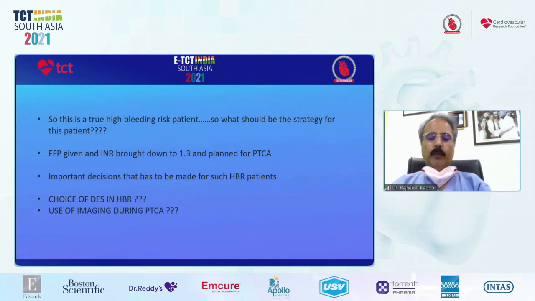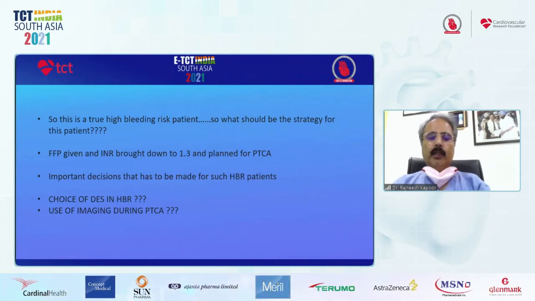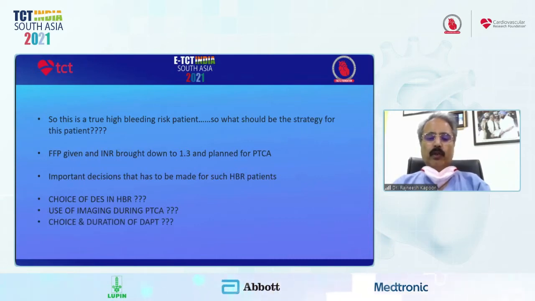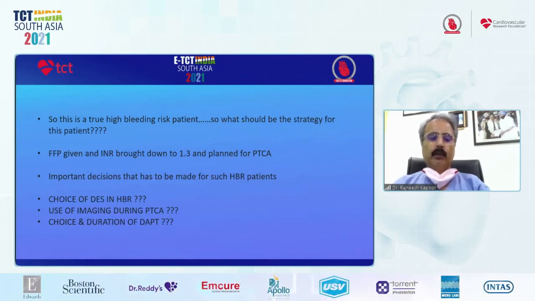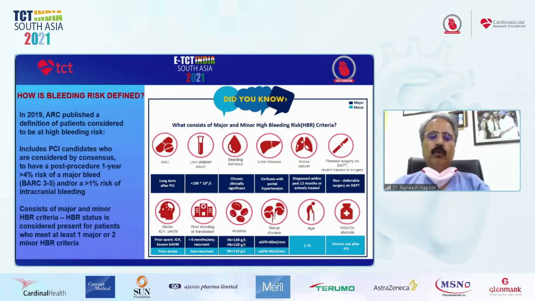Second, use of imaging during the PCI: should it be absolutely essential? Because at some point we are anticipating that we may have to withdraw the antiplatelets, and obviously that would make the patient more vulnerable for future events, be it stent thrombosis or target lesion or vessel revascularizations. Third, the choice and duration of dual antiplatelet therapy, again, is highly pertinent in this context. Not that it is not pertinent otherwise also, but in this context, it becomes very, very important. Now let's go towards the data and find out answers to these three questions.